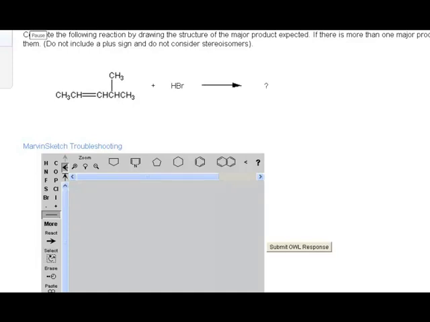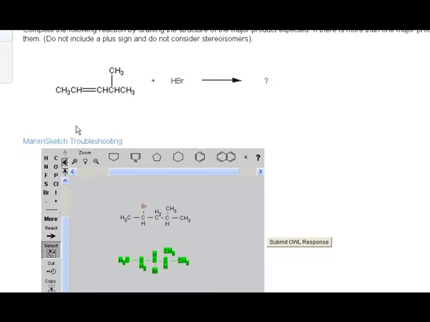Again, predict the major product for this reaction. Now treat the bromine just like you would chlorine. In this case, we have a carbon with one hydrogen and a carbon with also one hydrogen. You will get equal amounts of both of the products. So you would draw this structure where the bromine is on this carbon, and also this other structure where the bromine is on this third carbon.